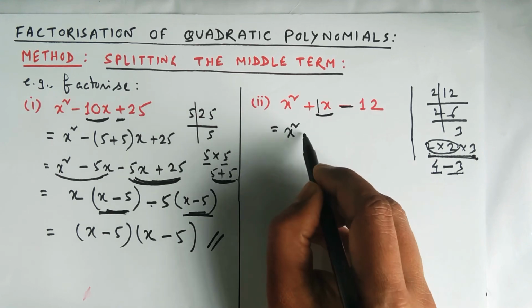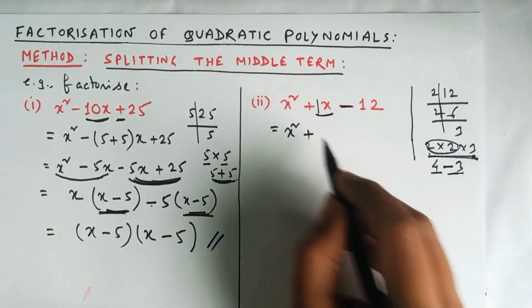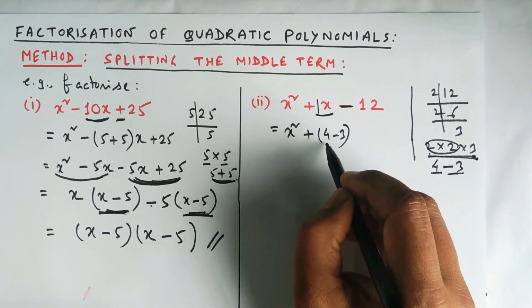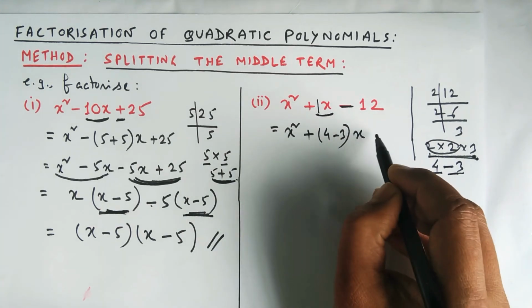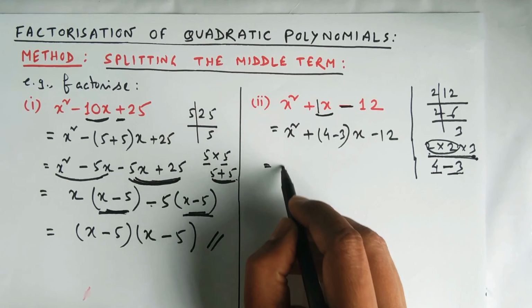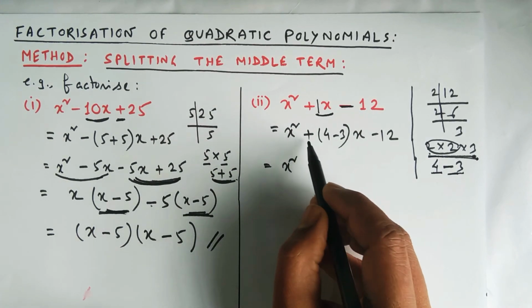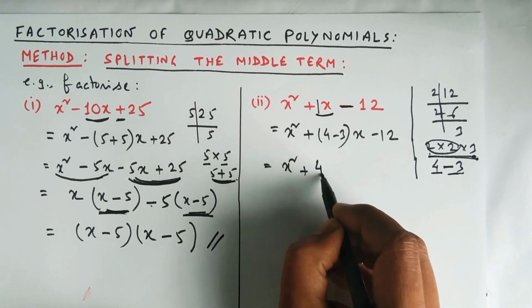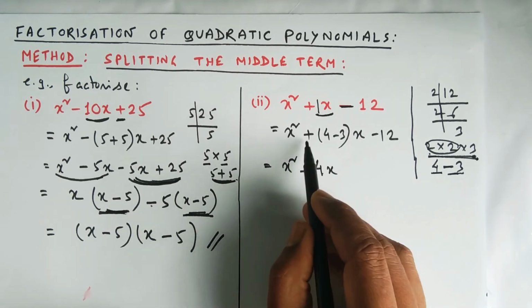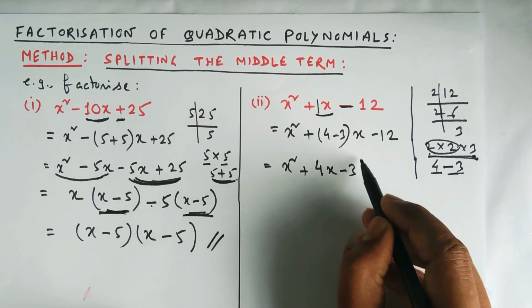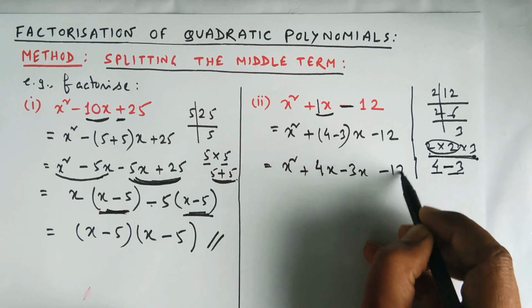Okay, so let us do now. This is your x square plus this plus 1. 1 I can write by this method as 4 minus 3. Then x outside, minus 12. This is equal to, now x square, open the bracket. So here plus, here also plus, plus plus plus, 4x will be with this. Plus minus minus, plus minus minus, 3x will be with this, minus 12.